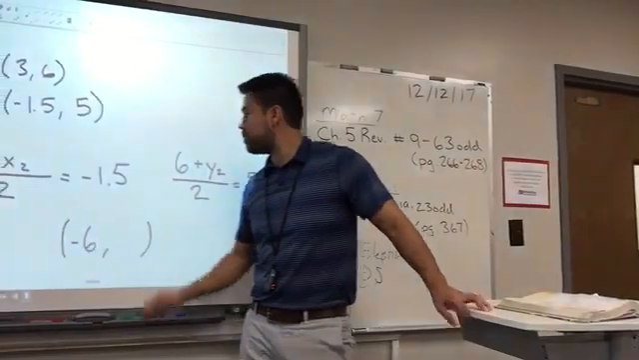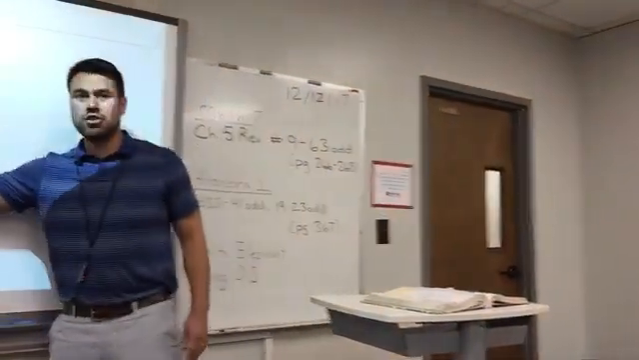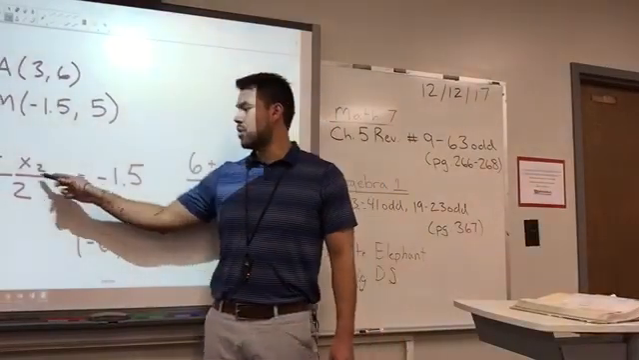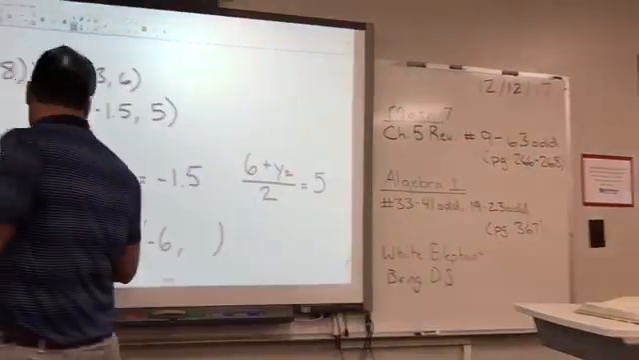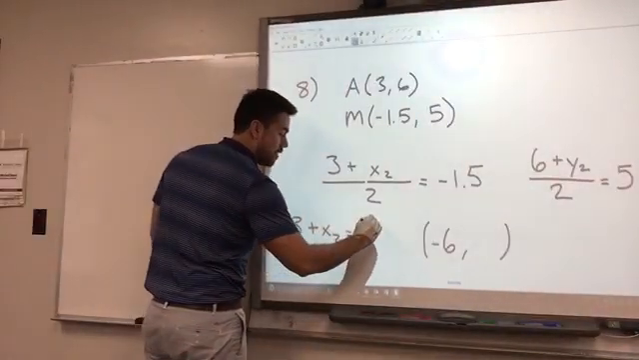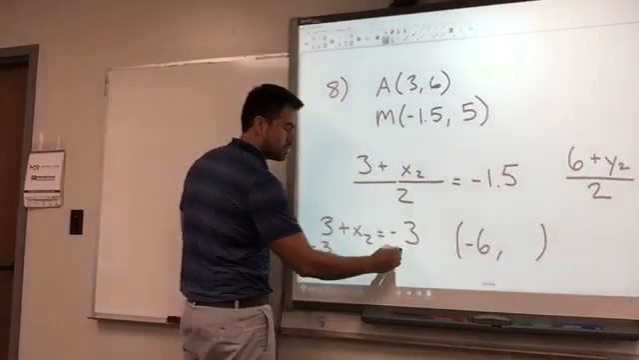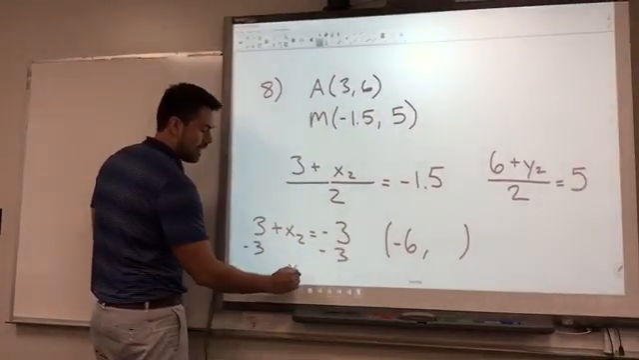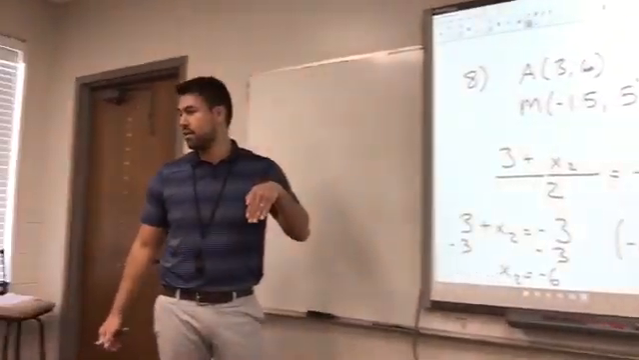Did you get this right here? What do you do to both sides? Multiply by 2. So you're going to get 3 plus x sub 2 equals negative 3. And then you have to subtract 3 from both sides, and you're left with x sub 2 equals negative 6.